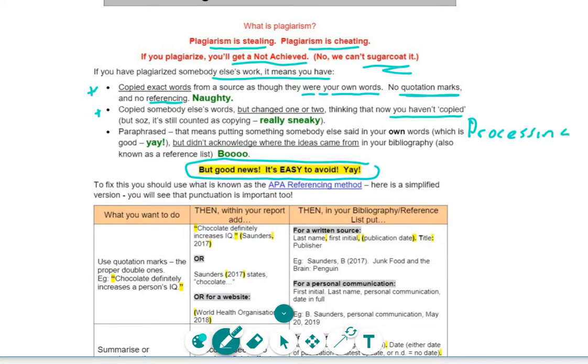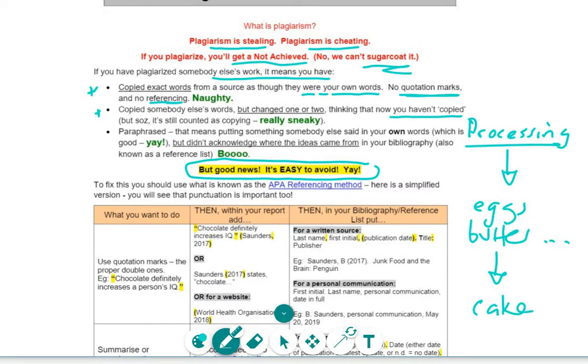You've got to process information, and processing information means making it look like something else. So you process your eggs and your butter, blah blah blah, and all of that, and it becomes a cake. Same thing with your research. You're processing your sources into something else. So it's going to be your own words.